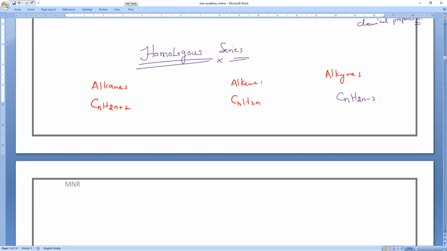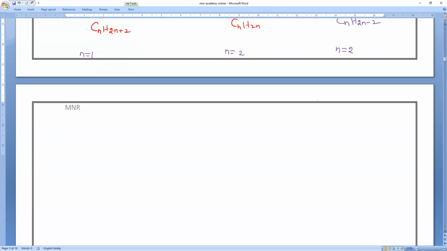Next one, CnH2n minus 2, okay. Next here, n equals 1 is present. Here, where does it start from? n equals 2. So it starts from n equals 2 only. What is the first smallest saturated hydrocarbon, everybody?